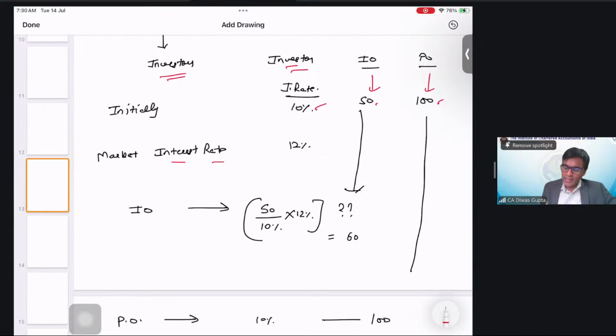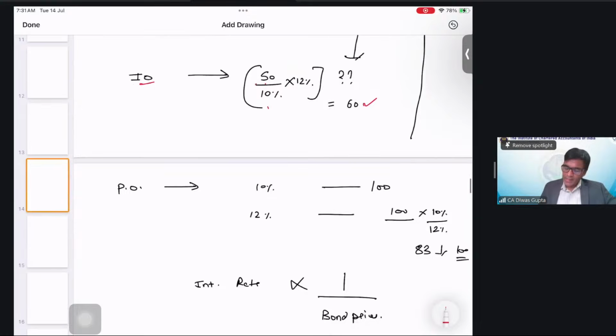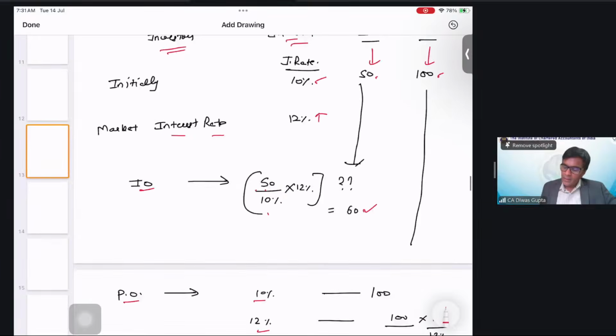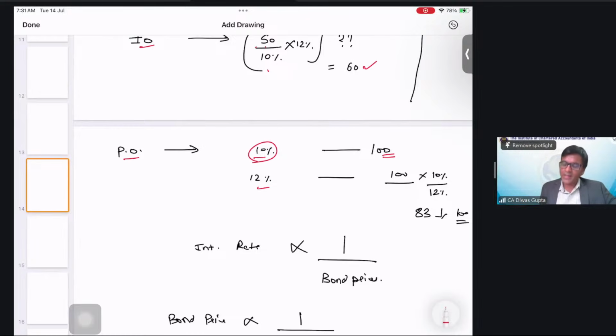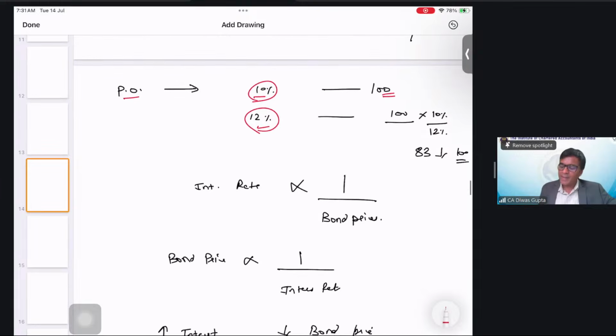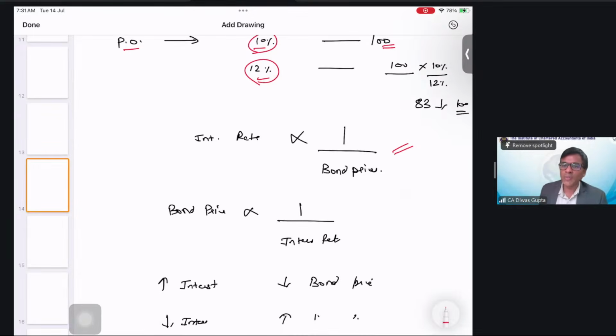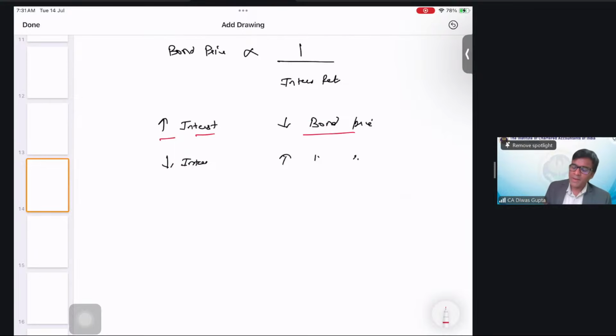Now, if the market interest rate actually increases to 12%, it means what? For the interest only security, the value will increase. Reason being, 50 was equivalent to 10%. Now, effectively, 12% would be equal to 60. Similarly, for the principal only securities, for 10%, there is 100 rupees. Correct? At 12%, the value will decrease. As we know, interest rate is inversely proportionate to bond prices, right? And this principal only security is as good as a bond. So it will also go down. That means it has an inverse relationship. If the interest rate goes up, bond prices go down; interest rate goes down, bond prices go up. That's the phenomenon that we know, right?